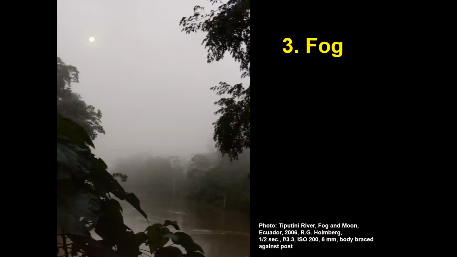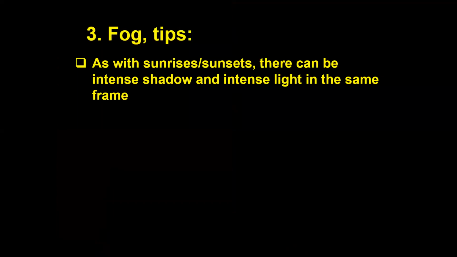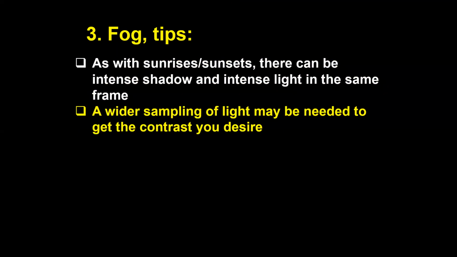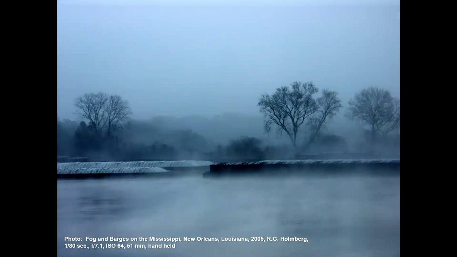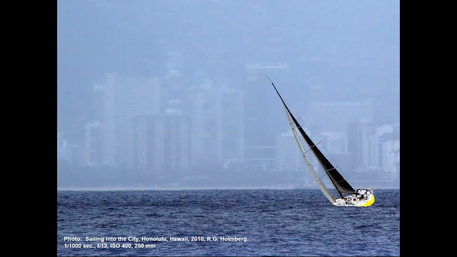The next one we're talking about is fog, and it's got the same things as with sunrises and sunsets, in that you can get intense shadow and intense light at the same time. So again, you maybe have to sample more than one location in order to get the exposure that you need to get a good photograph. Here's a photograph early in the morning in fog on the Mississippi River with some barges. Here's a foggy day in Hawaii with a boat moving into Honolulu.